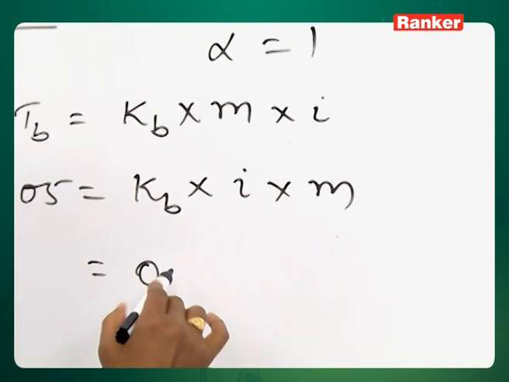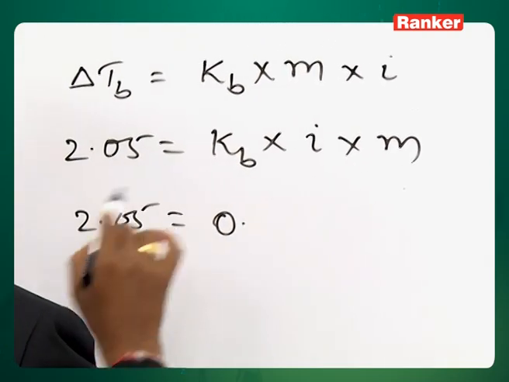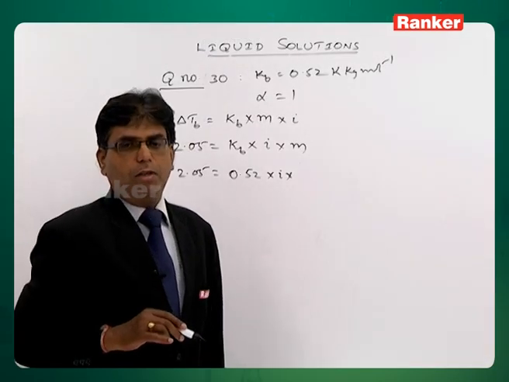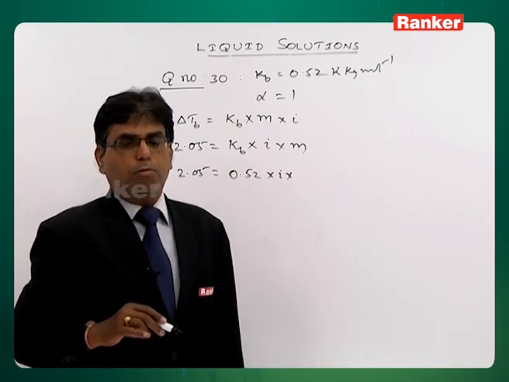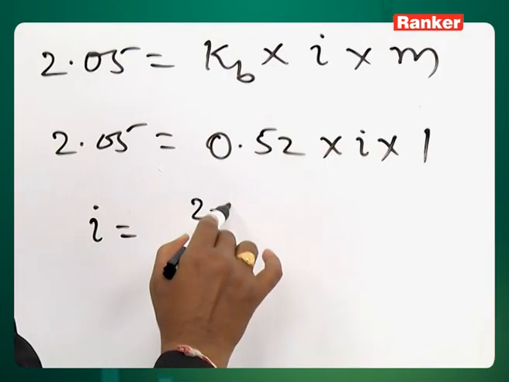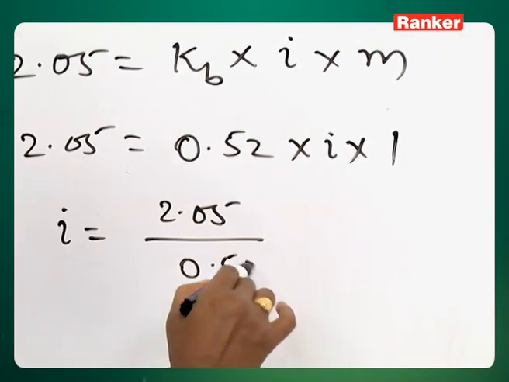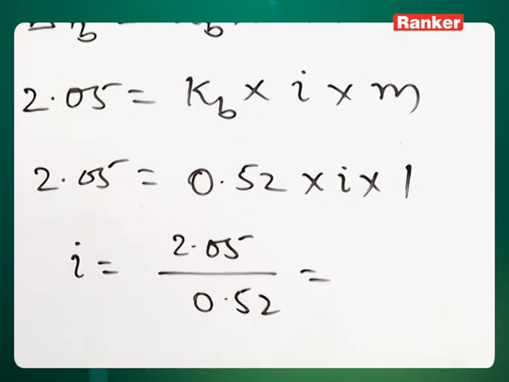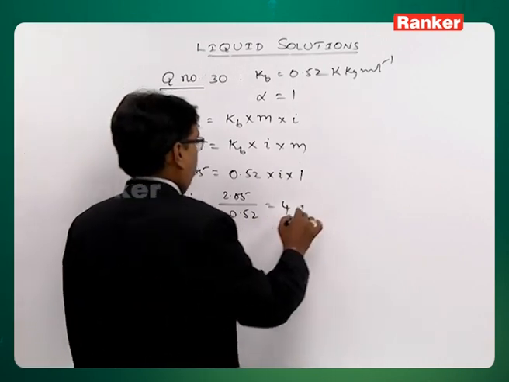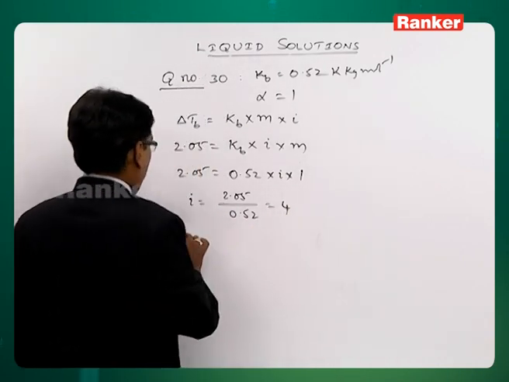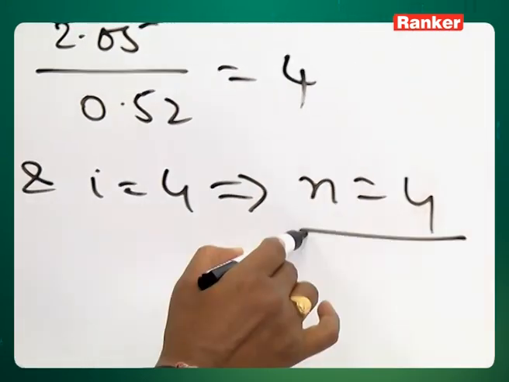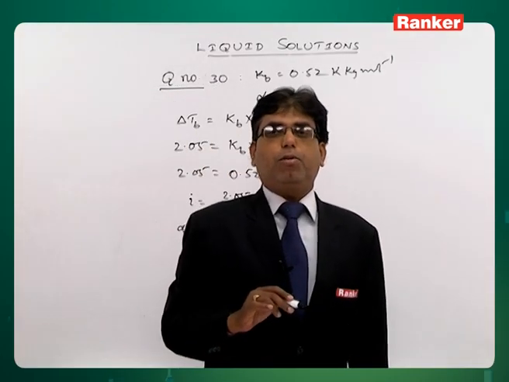So, 2.05 is equal to 0.52 into i into the molality, which is a 1 molar solution, so this is 1. So, from this i must be equal to 2.05 by 0.52, which is about 4. So, that means alpha is equal to 1 and i is equal to 4, which implies n is equal to 4, meaning the total number of ions we should get is 4.